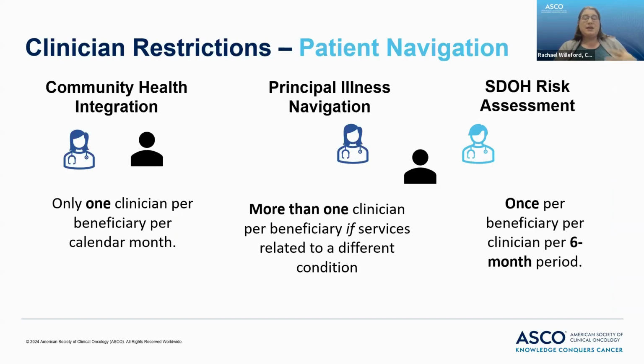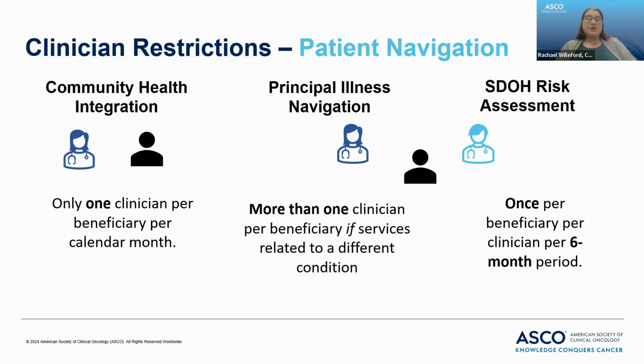CMS has adopted similar restrictions for the navigational codes as we see for that of the care management codes. So like chronic and complex care management that we will talk about, community health integration services can only be reported by one clinician per beneficiary per calendar month. So it's really on the patient and the provider, and that's why you have to let the patients know up front that this can only be reported once per clinician and beneficiary.